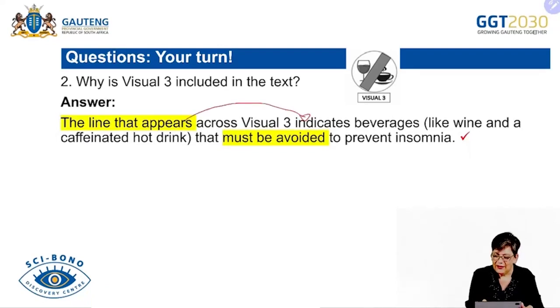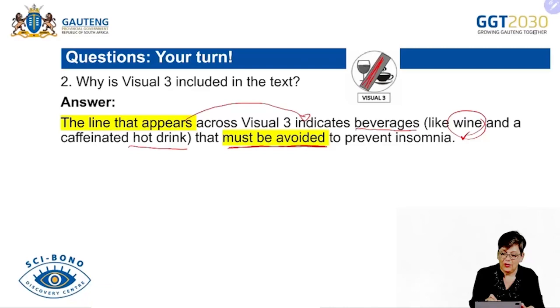indicates that beverages or things like wine, and it looks hot. Why? Because I've got steam coming out of that. So hot drinks must be avoided. And this is what this little line means here. So this line appears to show us that we shouldn't drink wine or hot beverages before going to bed because they will keep you awake. Right, you can see how easy this is.